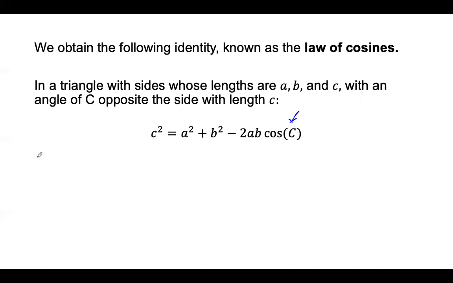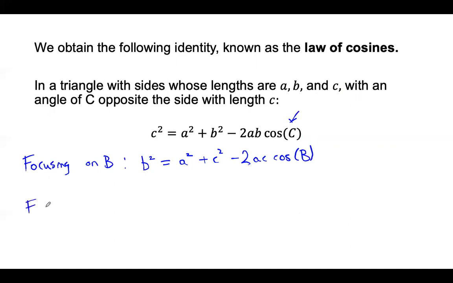Now, what if we focused on B? Focusing on B, we can rearrange this. Instead of cos C, we want cos B, so the C's are replaced with B's, etc. Then it would be B squared equals A squared plus C squared minus 2AC times cos of B. And if we were focusing on A, we would get A squared is equal to B squared plus C squared minus 2BC times cos of this angle A.